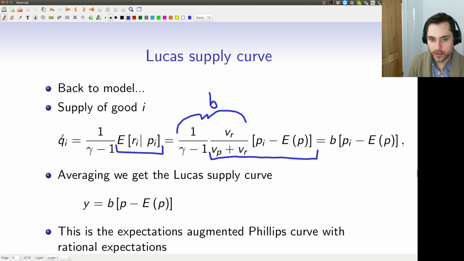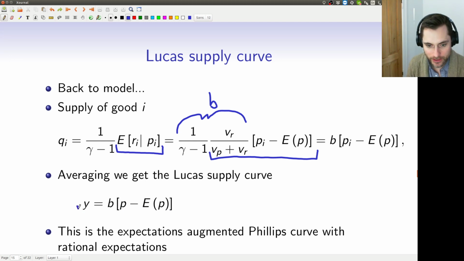Okay, so what's the supply going to look like? It's going to be b times the own price level minus the expectation of the average price level. So here it is right here. And I say here, averaging, we get the Lucas supply curve. Why is that? Because on average, the quantity that's produced is just the average output in the economy, and on average, the own price level is just the overall price level in the economy.